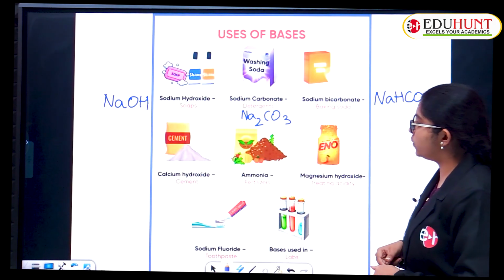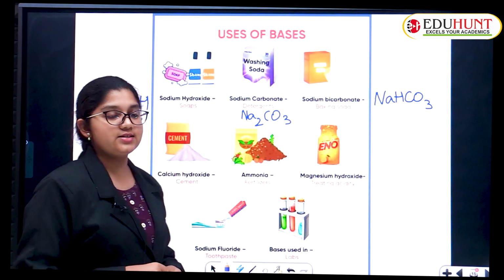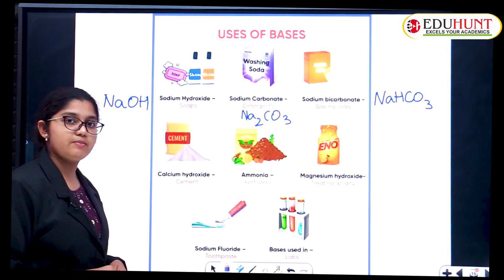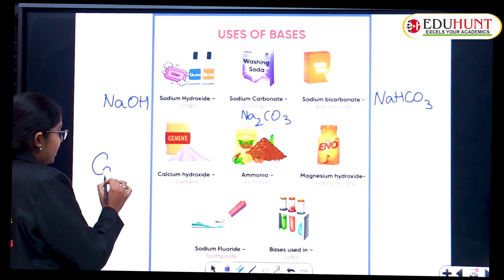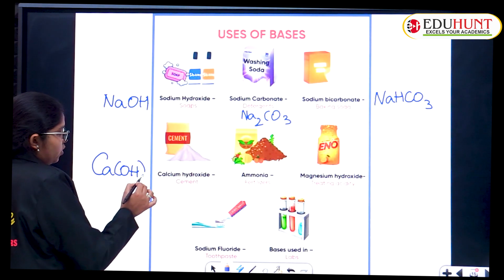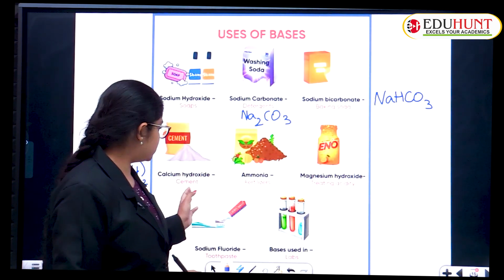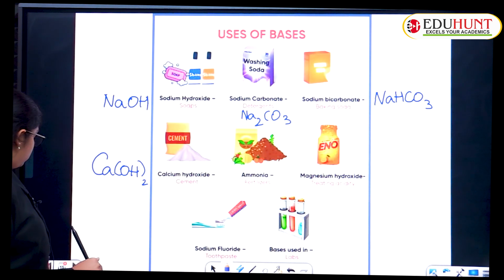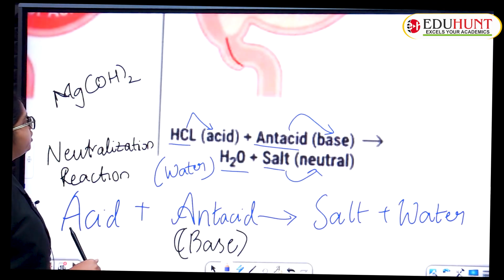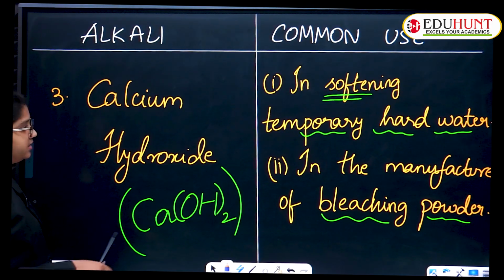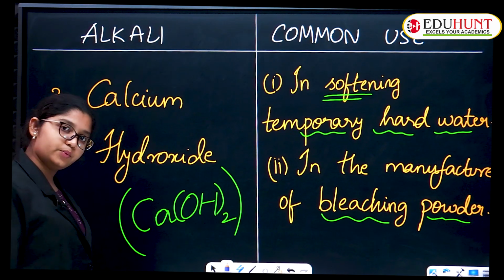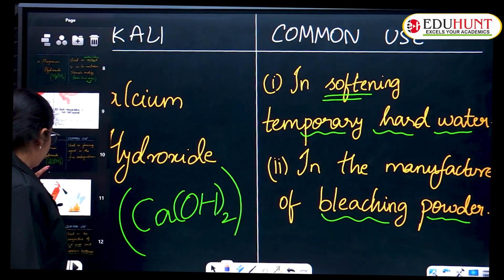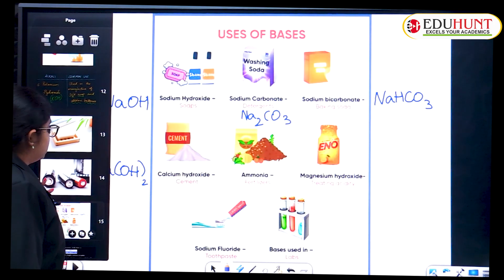Now coming to the fourth one, calcium hydroxide. It is used in the manufacturing of cement. The formula for calcium hydroxide is Ca(OH)2. We also discussed calcium hydroxide before. Do you remember? I told you, no? It is used in the softening of temporary hard water and also in bleaching powder. So here we have one more, use in cement manufacturing.